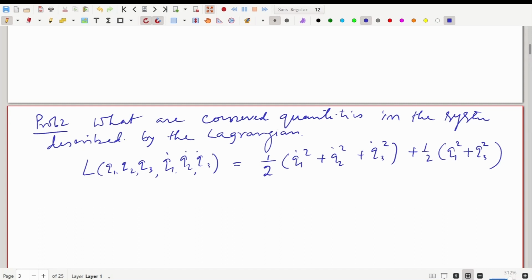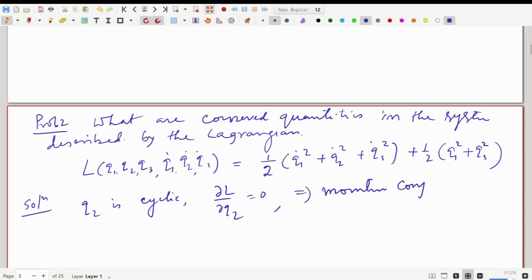Now, if you look at the Lagrangian carefully, you will find there is a cyclic coordinate. q2 is not appearing in this Lagrangian. So q2 is cyclic, so del L del q2 is 0. This implies the momentum conjugate to q2 will be conserved.